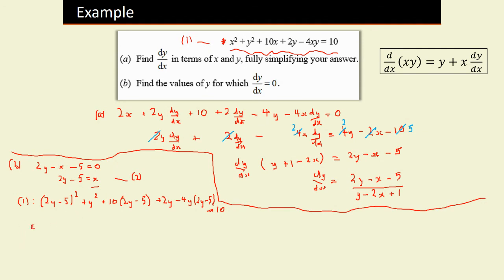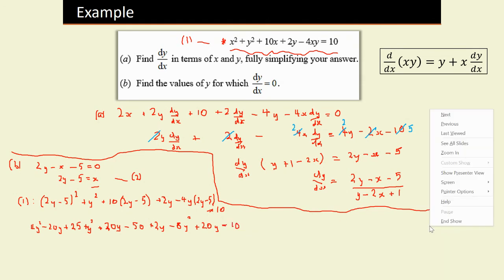So our bracket squared: 4y squared minus 20y plus 25, plus y squared, plus 20y, minus 50, plus 2y, minus 8y squared, plus 20y, equals 10.